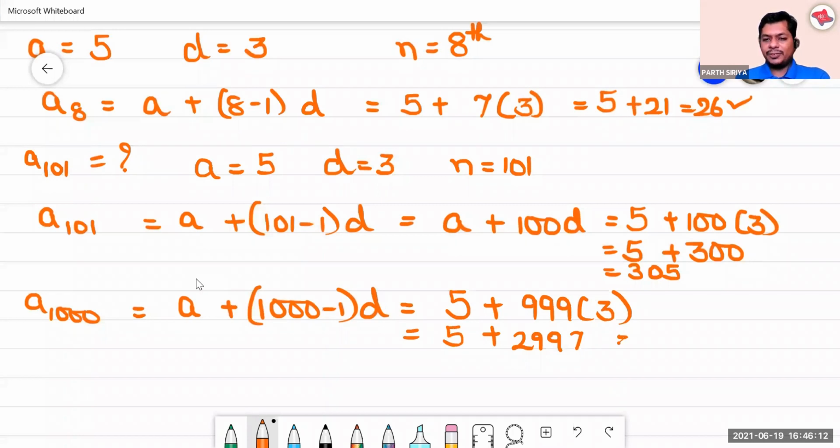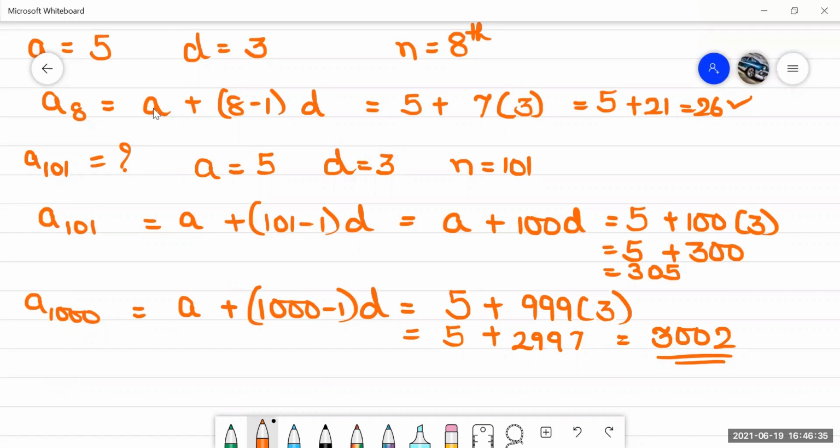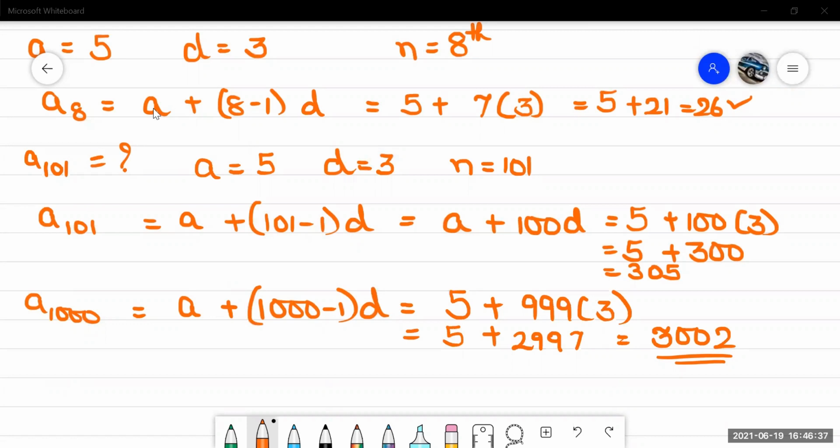And if I add 5 to it, 3002. सोचो, इतने बड़े हमने बिना कोई मेहनत किए we found out the 1000th term of the AP. Interesting, is it? Yes, sir. So this is how we are going to use this method.